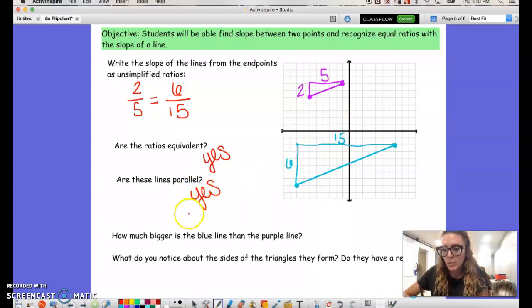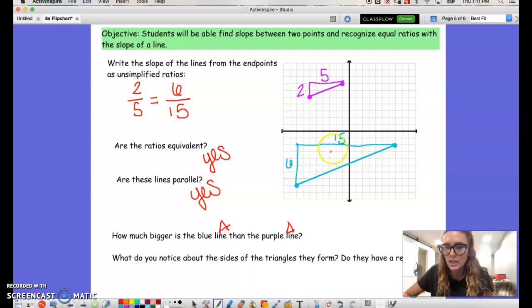Now, what we want to think about for in class time is how much bigger the blue line or triangle really is than the purple triangle is. How could we talk about getting from this purple triangle to the blue triangle, and what is the relationship between these triangles? What's the same about them and what is different? We know this hypotenuse has the same slope, which is really the relationship between the sides. So 6 goes to 15, just like 2 goes to 5.